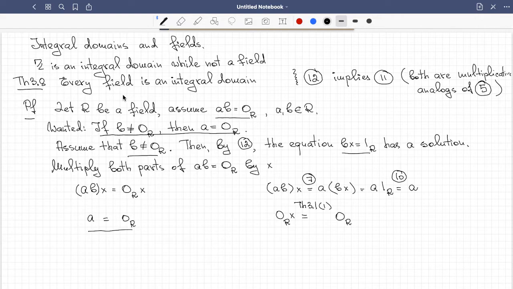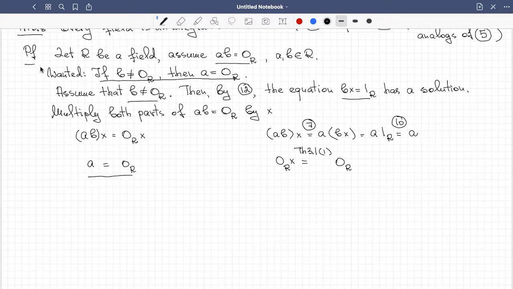Every field is an integral domain. We proved that a field, satisfying 12, has the requisite property to be an integral domain, satisfies 11. Otherwise, as this example of the ring of integers shows, is not true. Not every integral domain is a field.